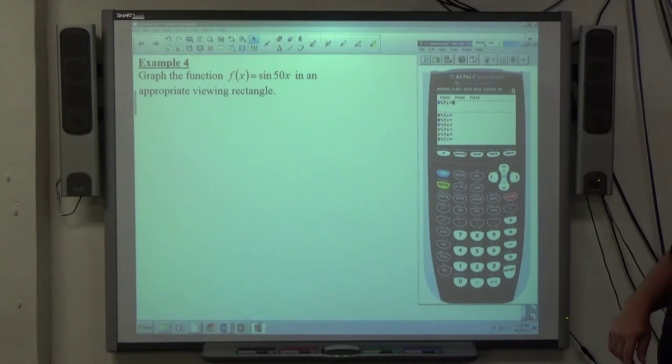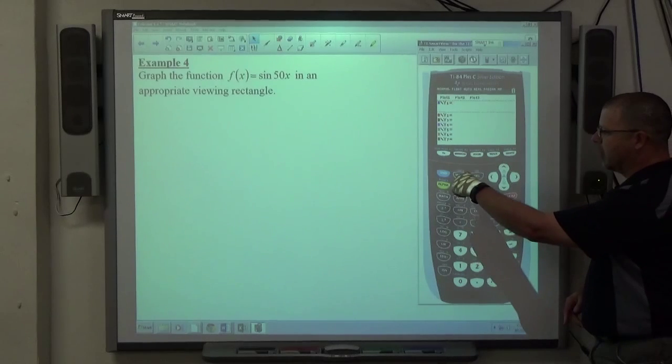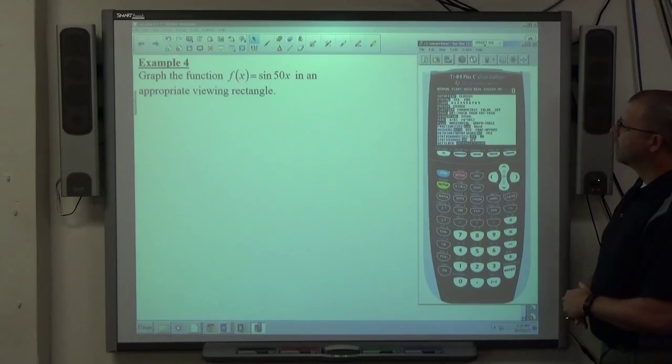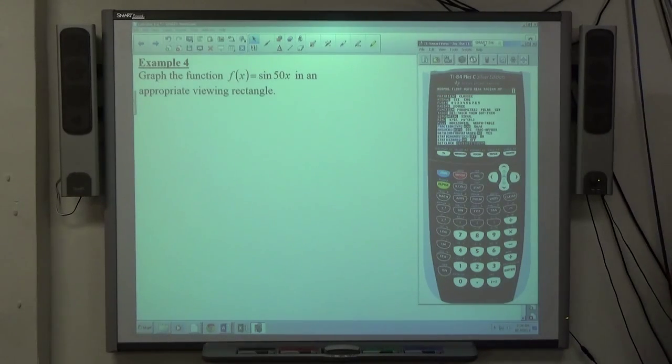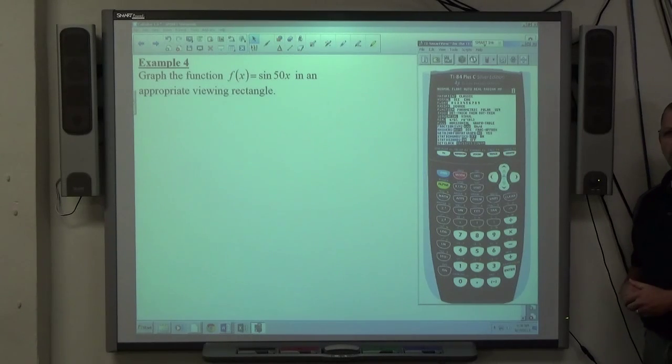Okay, our last example today of f of x equals sine of 50x. First thing I want everybody to do is go to your mode, and I want to make sure that everybody is in radians. We don't use degrees in calculus, we only use radians. So you should never ever be in degrees in calculus.